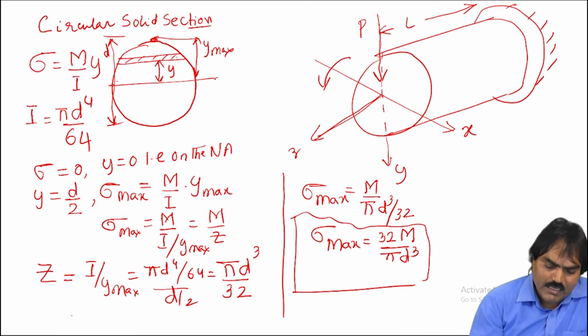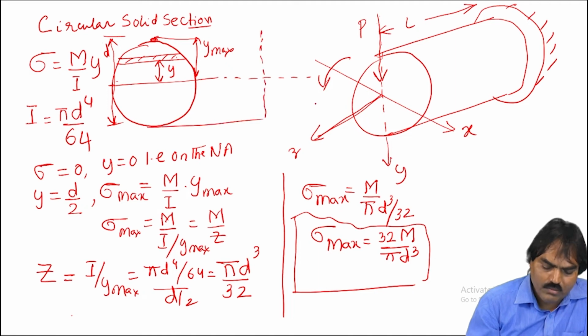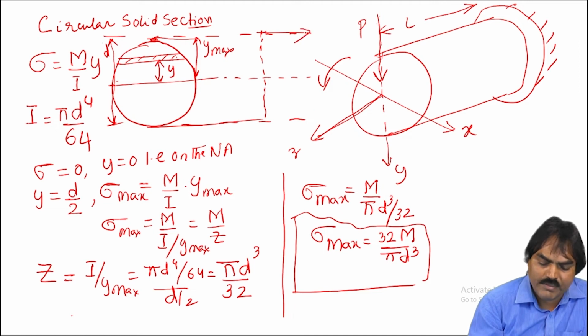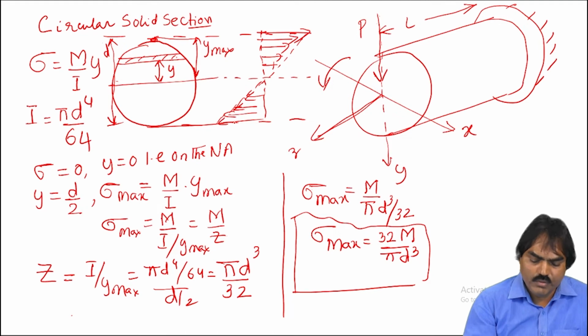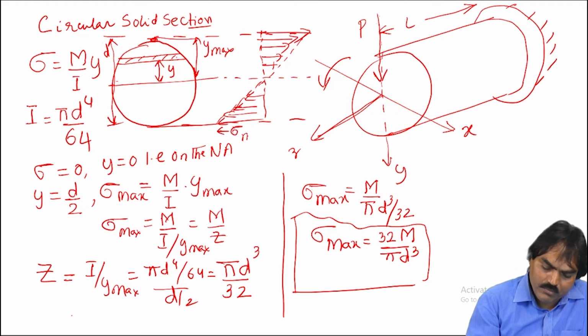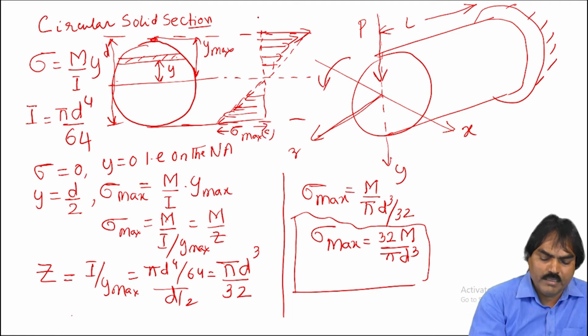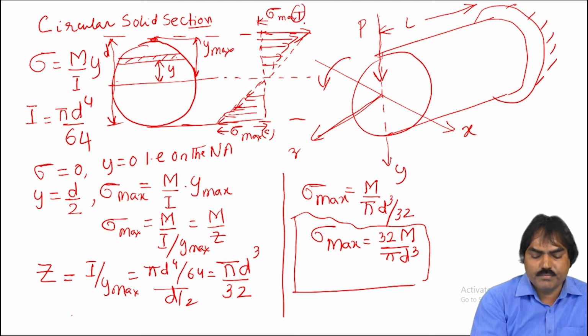Now let us see the stress distribution. For any stress distribution, we have to draw the reference line. Top is tension, and the stress varies linearly. This is the stress distribution. Here we'll have sigma max compression, and here sigma max tension.